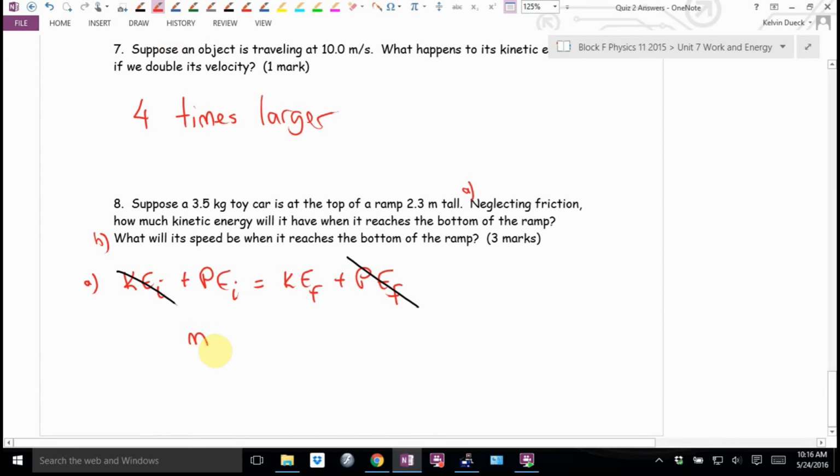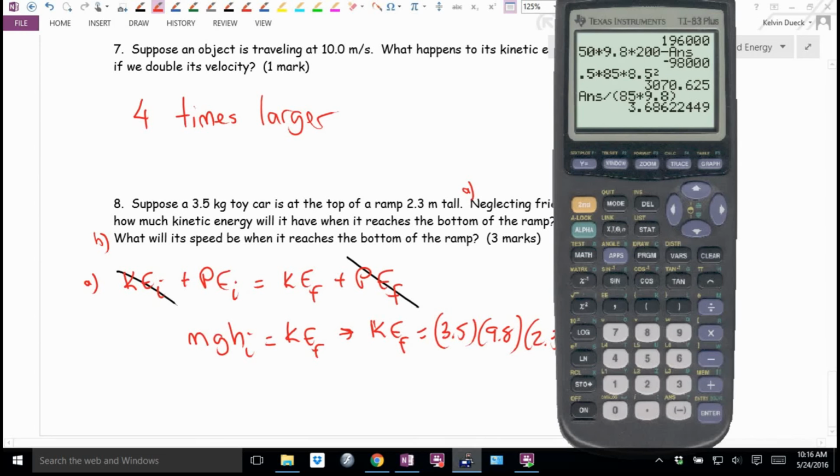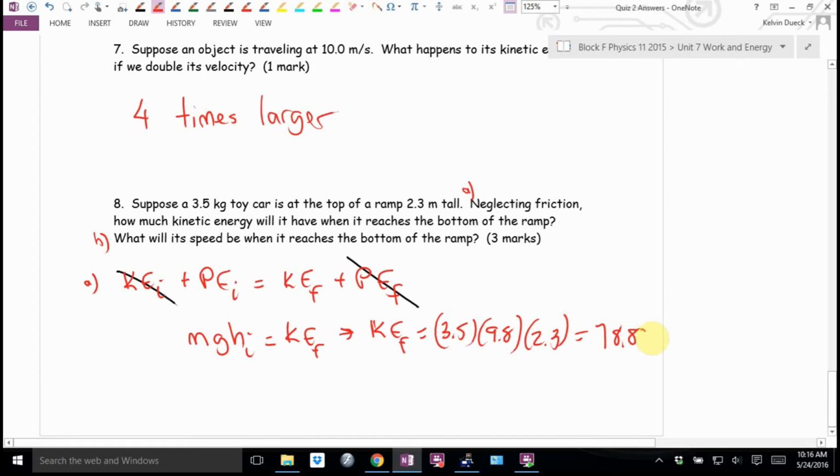I'm going to get mgh initial. That equals the kinetic energy final. And that's all this wants me to find for part A. So kinetic energy final is going to be mgh. 78.89? Joules. That gets you 1 mark.